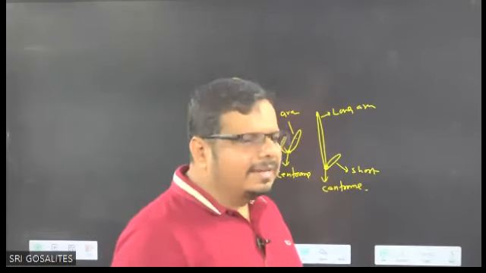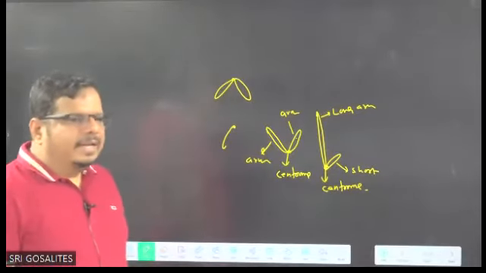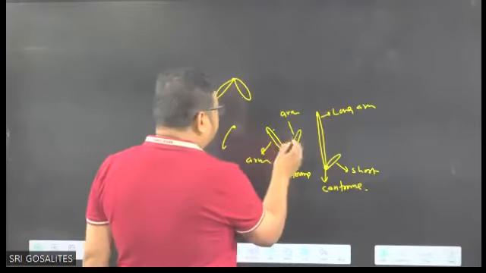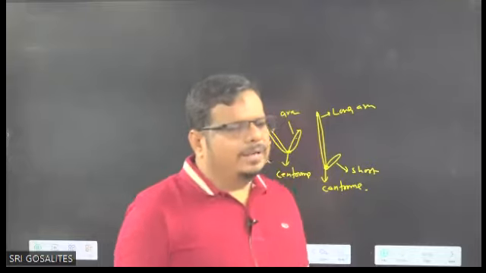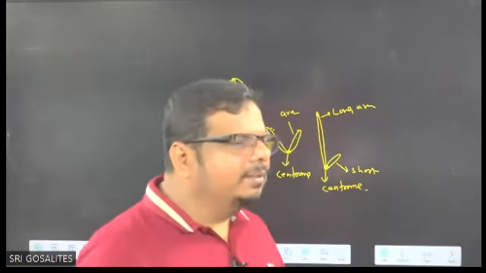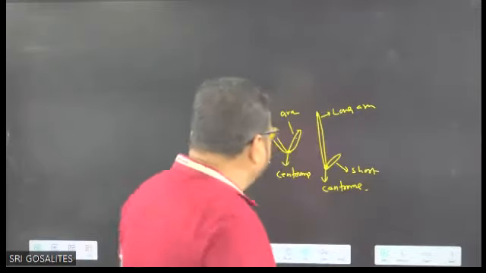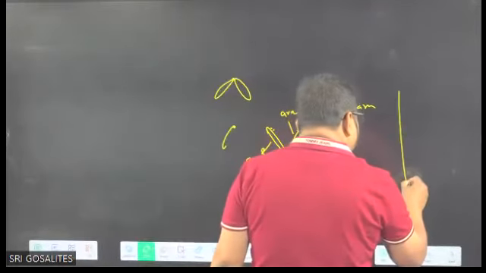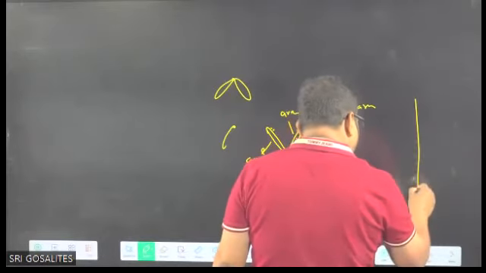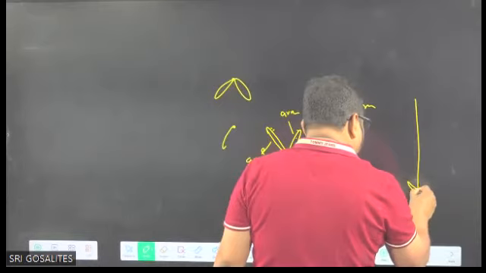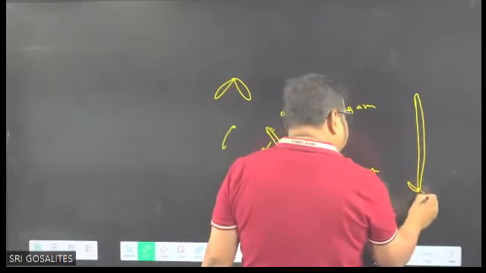So the different shapes of the chromosome depend upon what? Position of centromere. If the centromere is in the middle, it will give a V shape. If one arm is long and one arm is short, it gives which one? L shape. One very long, one very short. Here is the centromere. Here is one arm. It is giving which shape? J shape.